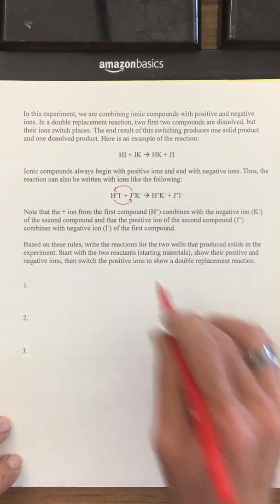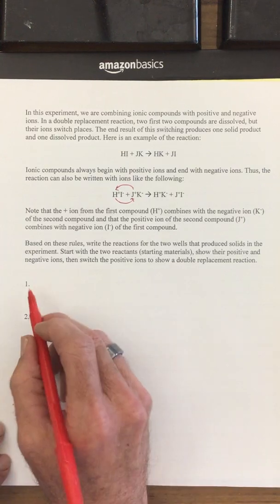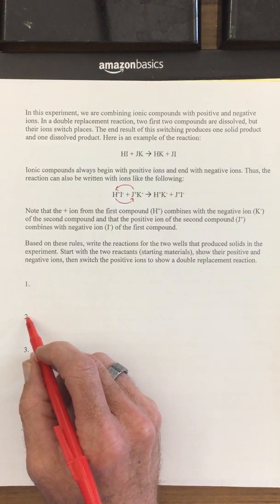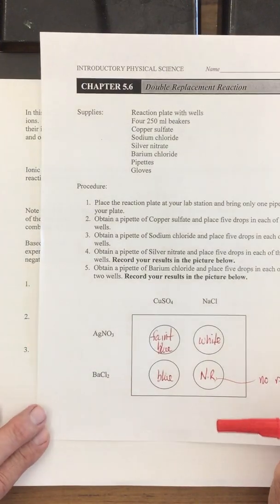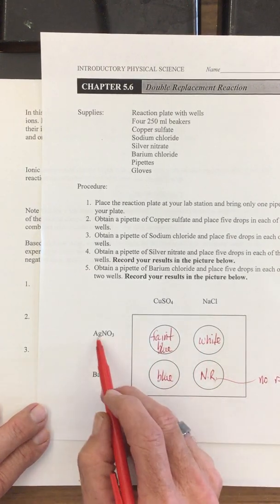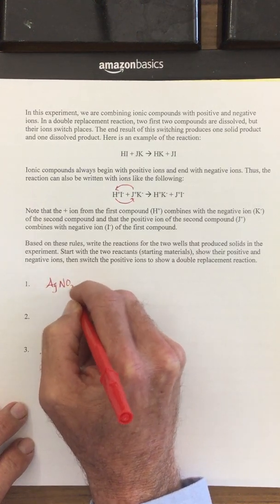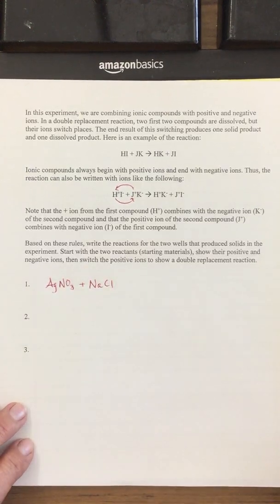Start with the two reactants, which are the starting materials, and show their positive and negative ions. This first one is going to be the easier of the three. Number two is going to be a little bit harder, and the hardest is going to be number three. So we're starting off with the well right here, the one that produced this white solid. We're combining AgNO3 and NaCl. So if you can write that, AgNO3 and NaCl.